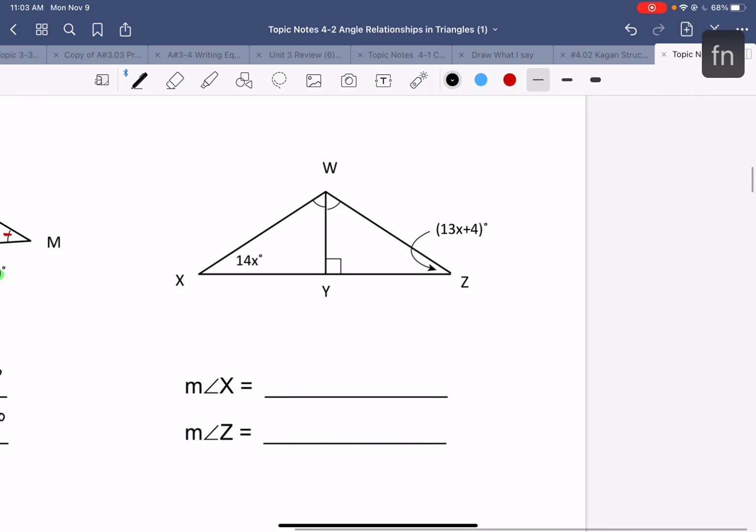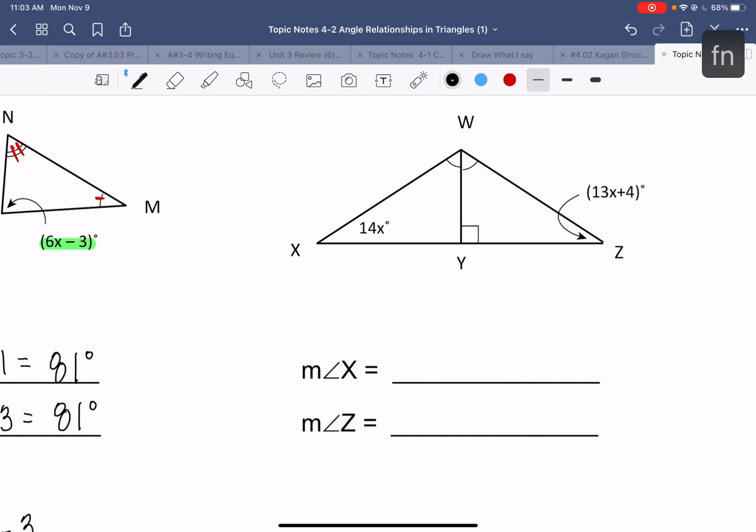All right, I'm going to start you on this one, but I want you to complete this one by yourself. Okay, so we need to figure out what angle Z and angle X are. That's what it's asking. Well, we're not given a whole lot. We're given that angle Z is 13x plus 4 and angle X is 14x. We're given a 90-degree angle here. And then we're given two angle coverings on angle W.